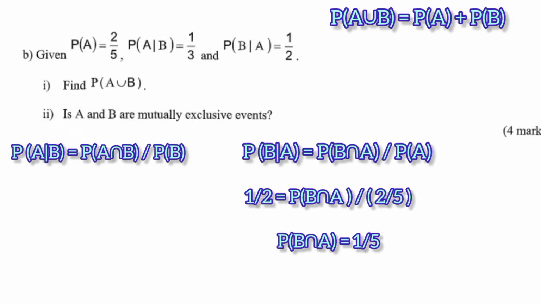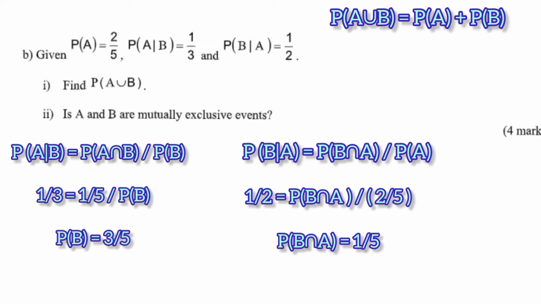So, probability B intersection A will get 1 over 5. Next, we replace it in the second hint. So, it will be 1 over 3 equal to 1 over 5 divided by probability B. So probability B will be 3 over 5. Now we got the probability B. We just add it with probability A to get the answer. So 1 over 5 plus 3 over 5, we will get 4 over 5. So that is the answer for question 1B Roman 1.